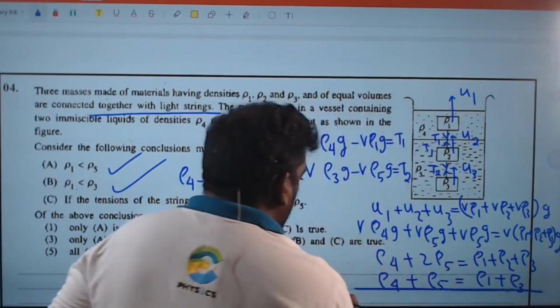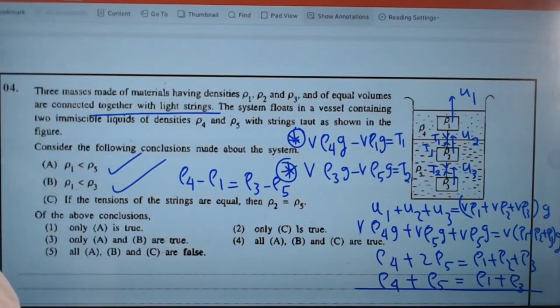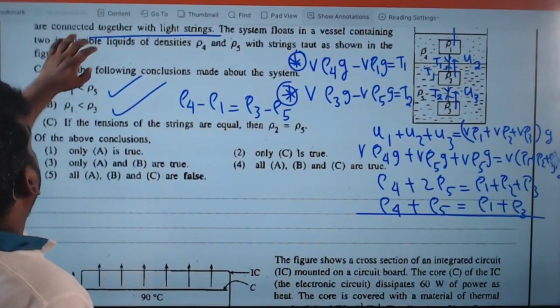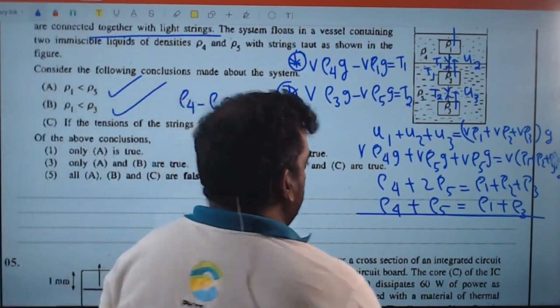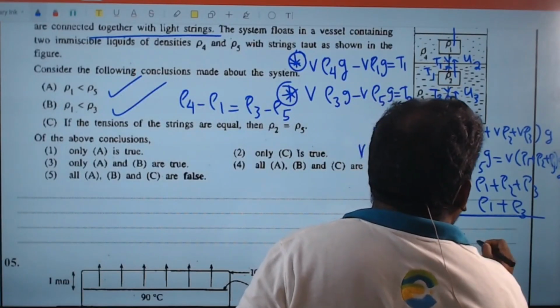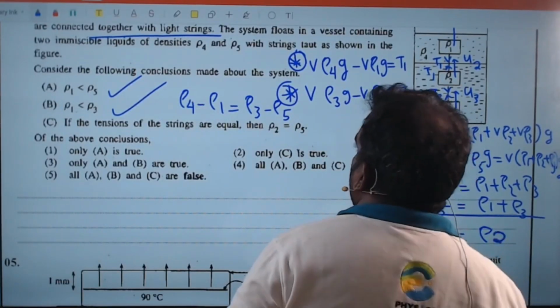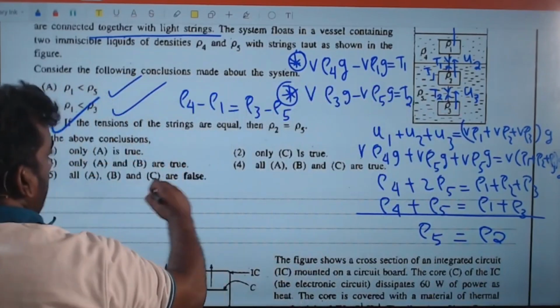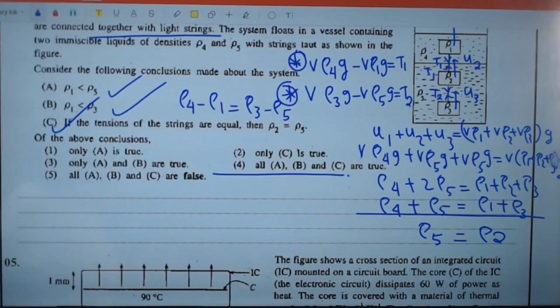So if I simplify this, rho 5 equals rho 2. Correct. ABC all are correct. Right.